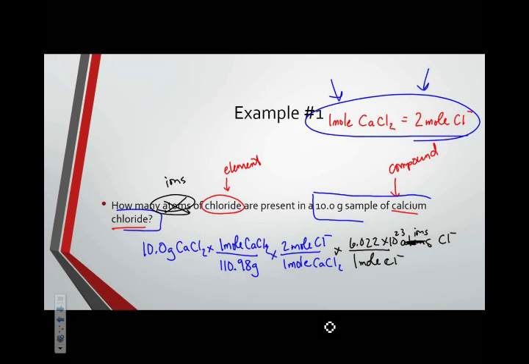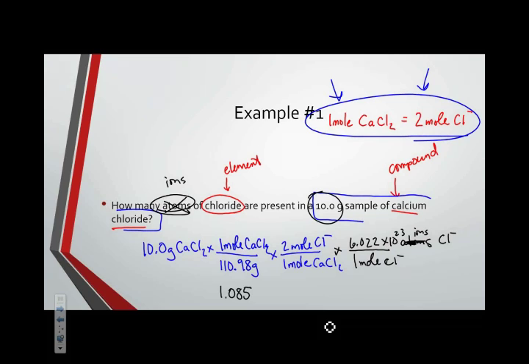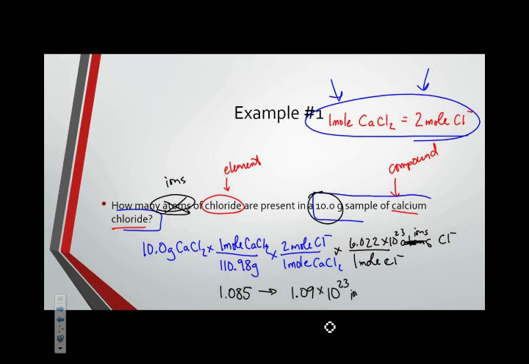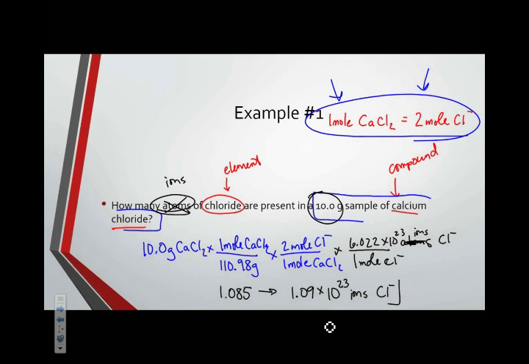Okay, so then we pop these into our calculator. We have 10 divided by 110.98 times 2 times 6.022 times 10 to the 23rd. I get 1.085. And I notice that I have 3 significant figures in my measurement, so this needs to become 1.09 times 10 to the 23rd ions of chloride.